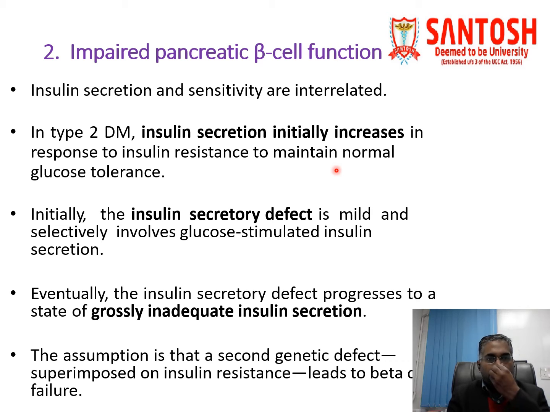The second thing is impaired pancreatic beta cell function over the period of time in type 2 diabetes mellitus. Insulin secretion and sensitivity are interrelated. In type 2 diabetes mellitus, insulin secretion initially increases in response to insulin resistance to maintain normal glucose tolerance. Initially, the insulin secretory defect is mild and selectively involves glucose-stimulated insulin secretion. Eventually, the insulin secretory defect progresses to a state of grossly inadequate insulin secretion. The assumption is that a second genetic defect, superimposed on insulin resistance, leads to beta cell failure that leads to the development of frank diabetes mellitus in the later part of life.